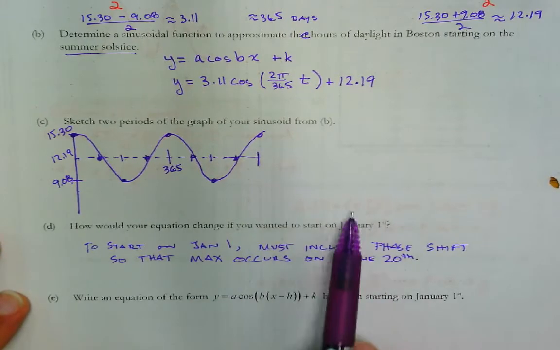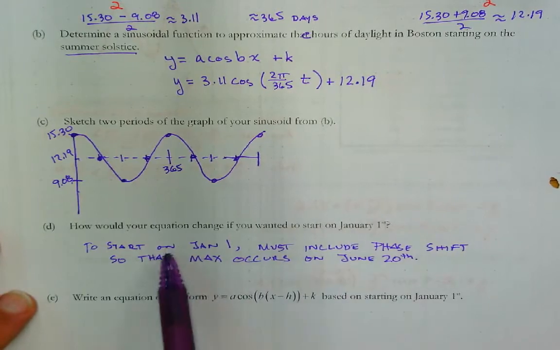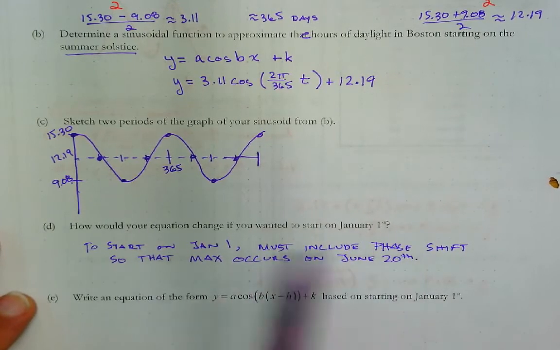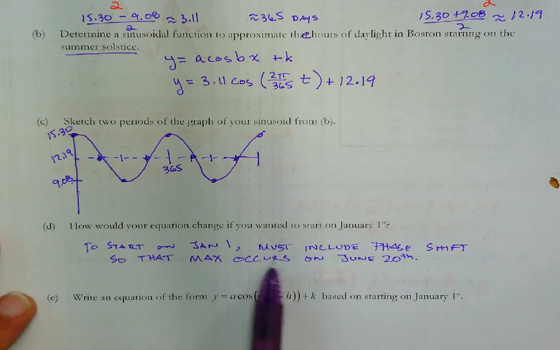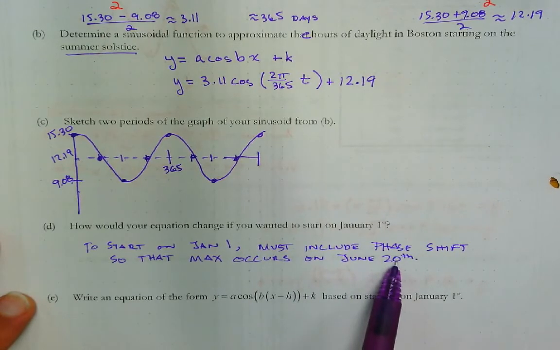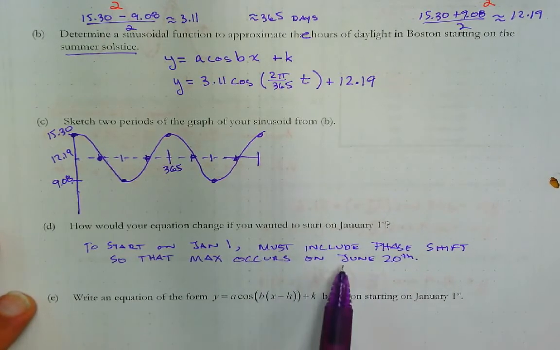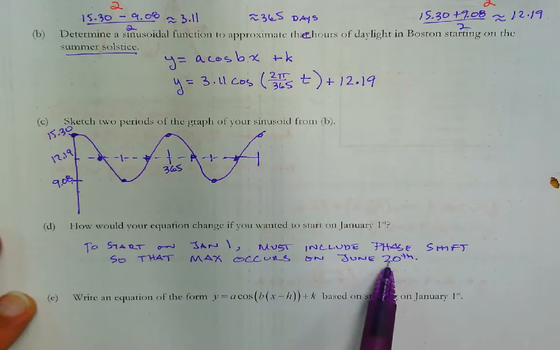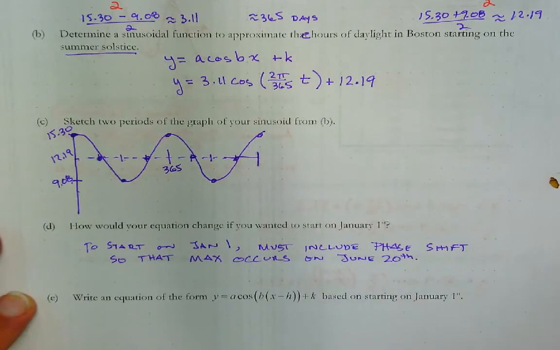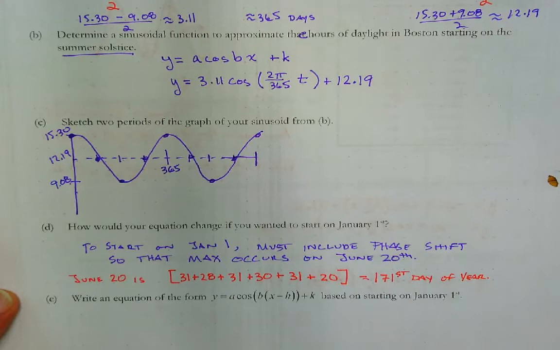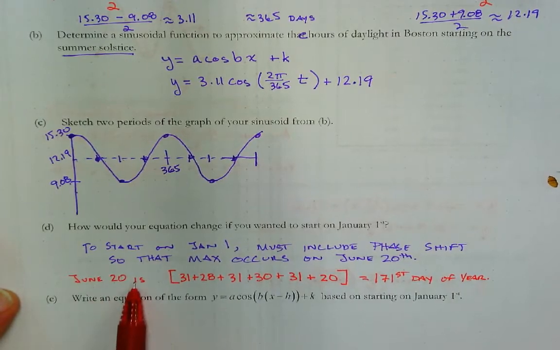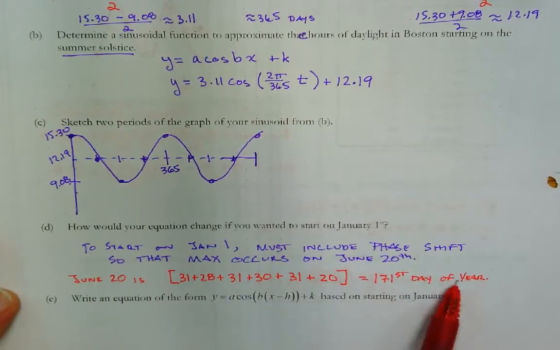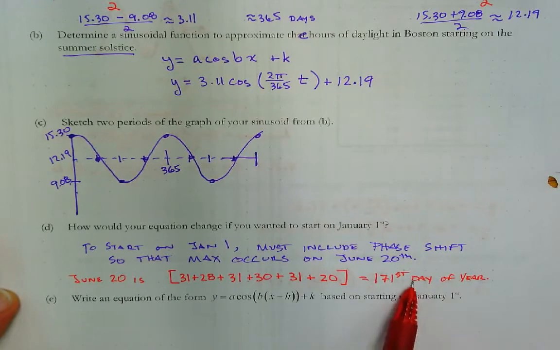Well, if we wanted to start on January 1st, then we have to include a phase shift so that our maximum is going to occur on June 20th, right? And whatever day of the year that is. Okay, well, how are we going to figure that out? Well, June 20th is going to be the 171st day of the year, right?